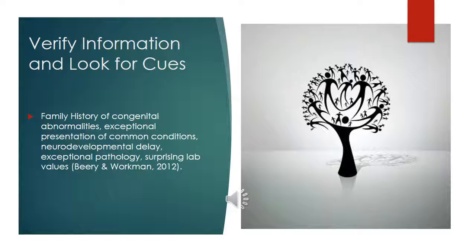According to Berry and Workman 2012, the red flags of genetic disease which can be noticed during collection of family history are history of congenital abnormalities, exceptional presentation of common conditions, neurodevelopmental delay, exceptional pathology, and surprising lab values. By using informatics correctly and being on the lookout for red flags, a nurse may make appropriate recommendations to a patient on whether or not they might consider a genetic referral based on their family history.